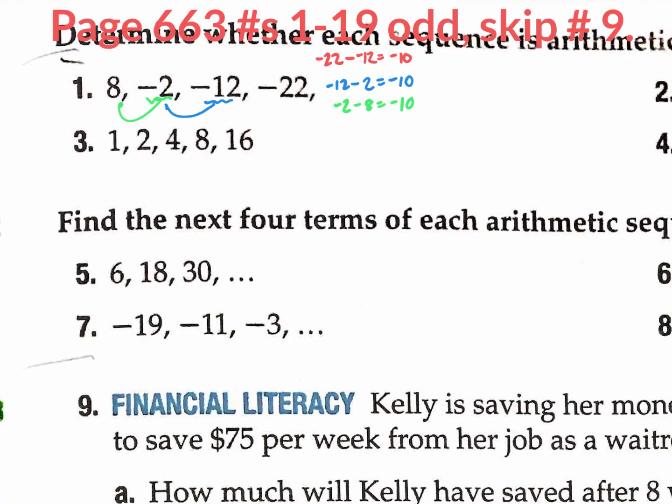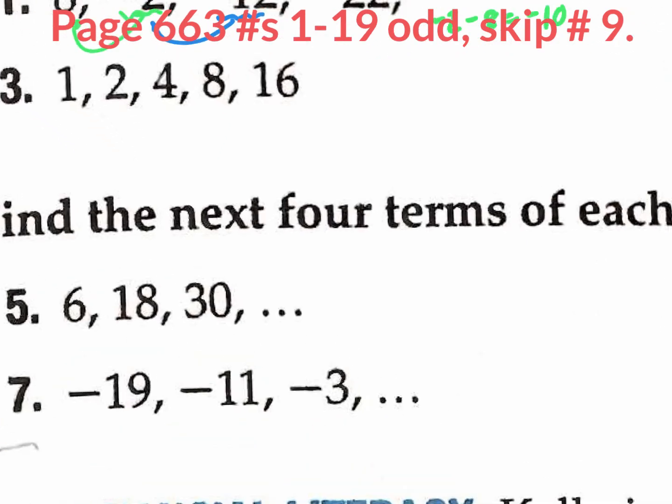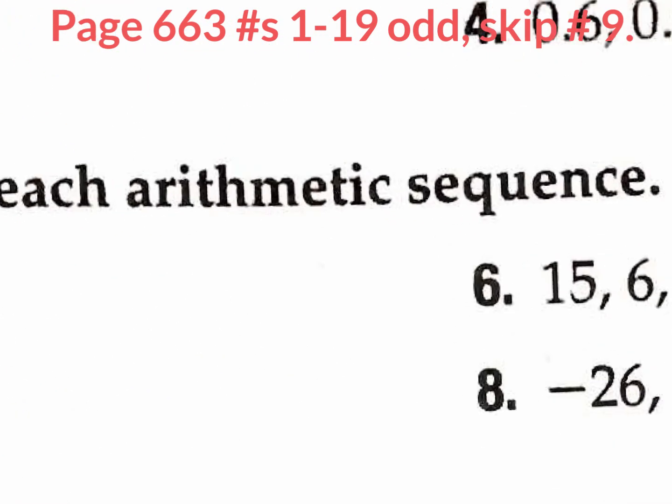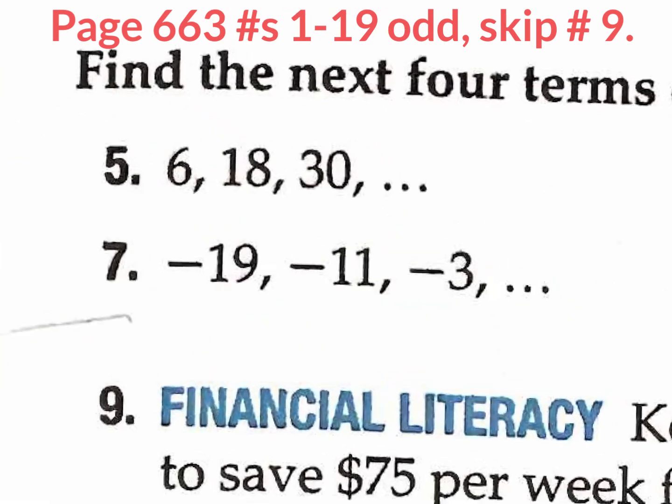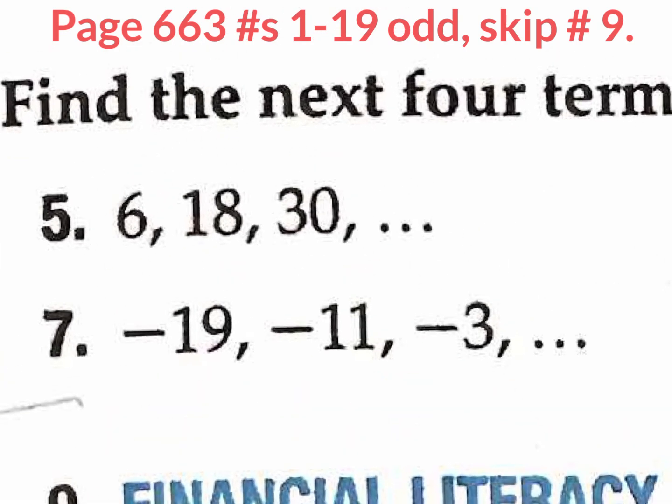Now this next part of the homework, this is where it gets a little more fun. It says, find the next 4 terms of each arithmetic sequence. So they're telling you it's arithmetic. I mean, you don't have to check and see if it's a common difference. It is. They're telling you it's arithmetic. Like 30 take away 18 is what? 12. 18 take away 6? 12. I mean, you could check if you want. Yeah, it's a common difference of 12. So the question is, are you now able to find the next 4 terms?